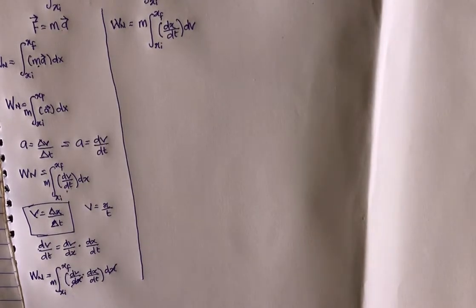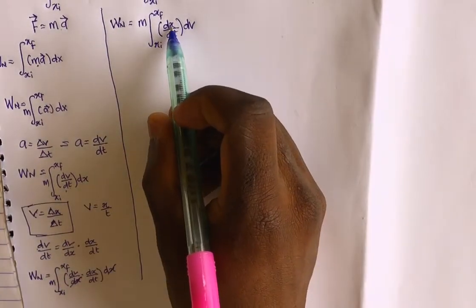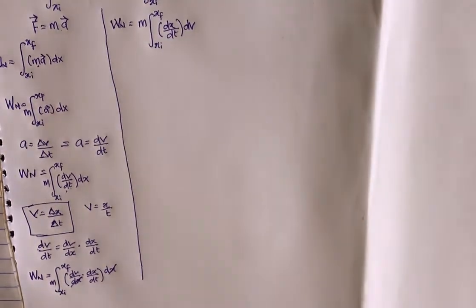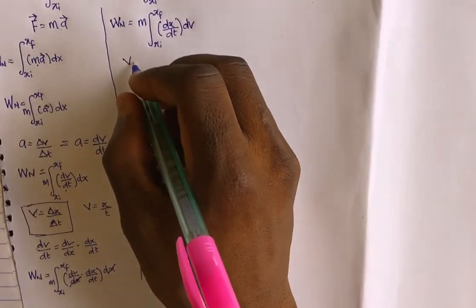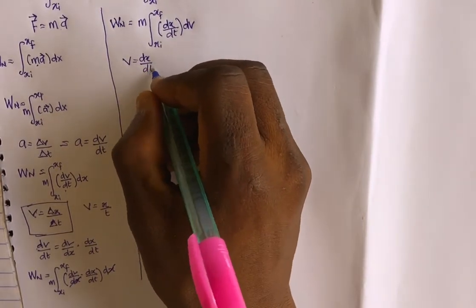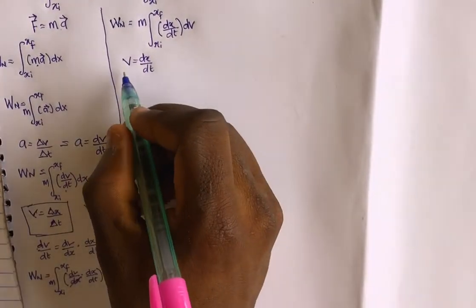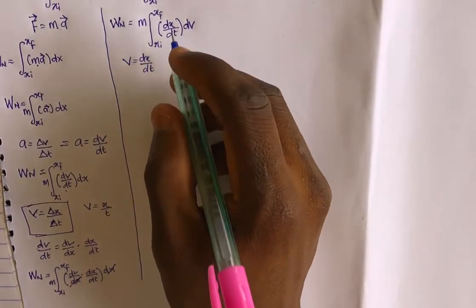But if you look at this, dx over dt is also the instantaneous velocity. This is the formula for instantaneous velocity: v equals dx over dt. Can you see it? In this case, I can actually replace my v with this. Very good.